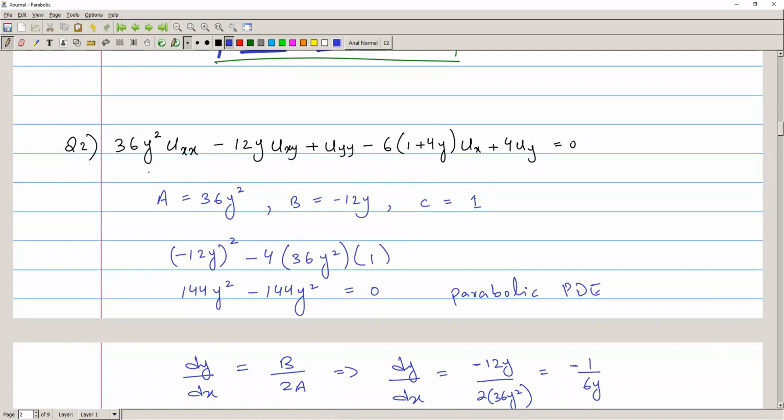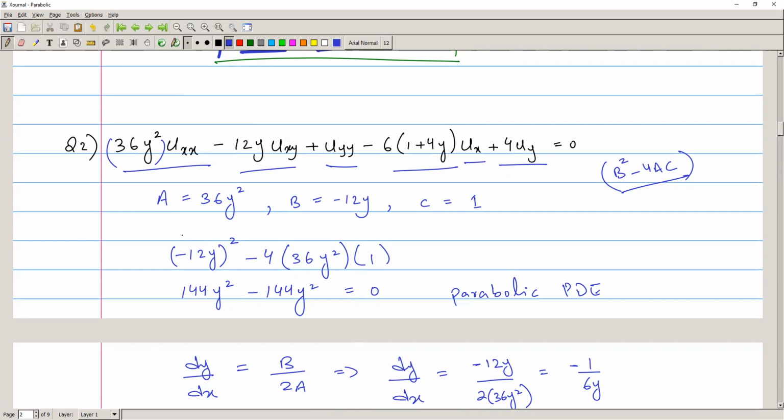The question says that 36y squared u_xx minus 12y u_xy plus u_yy minus 6 times (1 plus 4y) times u_x plus 4u_y is equal to 0, right? So the first step is to check the discriminant. So a is equal to 36y squared. This is the coefficient of u_xx, and we can see that all these are variable coefficients, right? So we are working with variable coefficients.